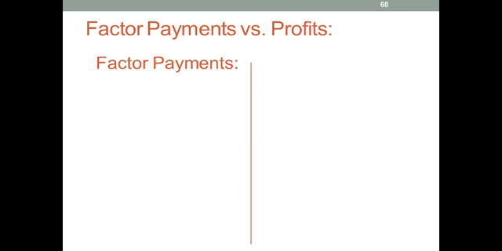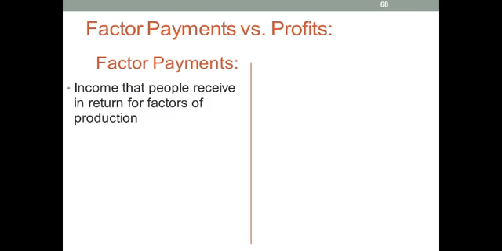So factor payments versus profits. Well, what the heck are these things anyway? Well, a factor payment is income that people receive in return for factors of production. So you go to work, you are part of labor, right? Or your parents go to work. Somebody you know, including yourself perhaps, goes to work. Well, the income that you get, your paycheck, that is a factor payment, okay?